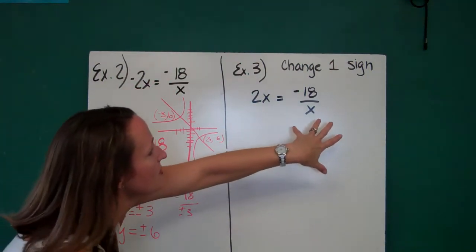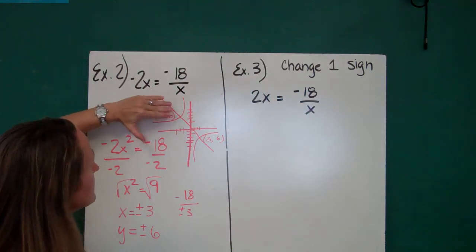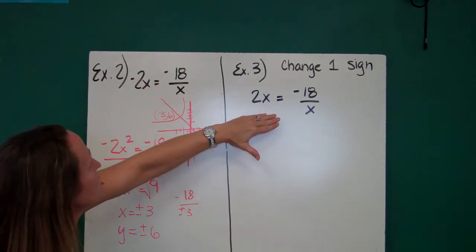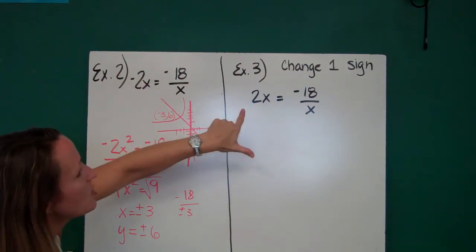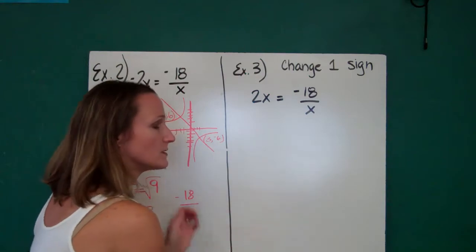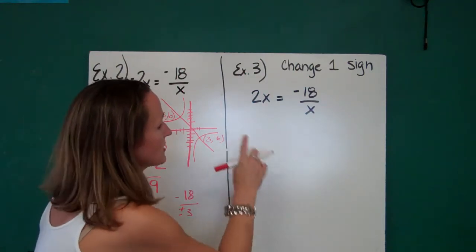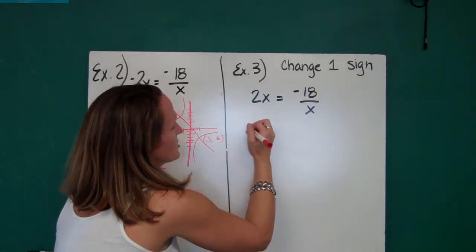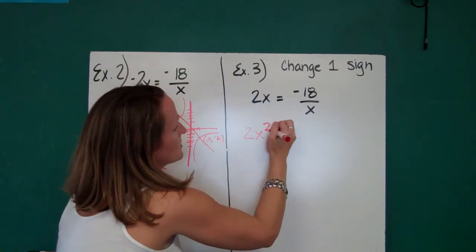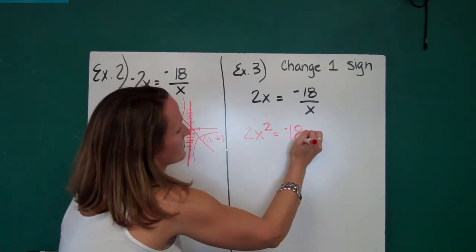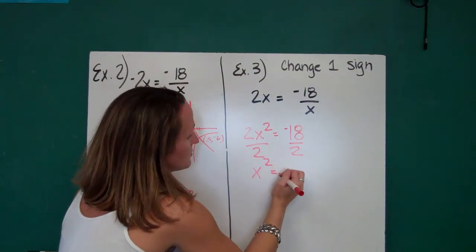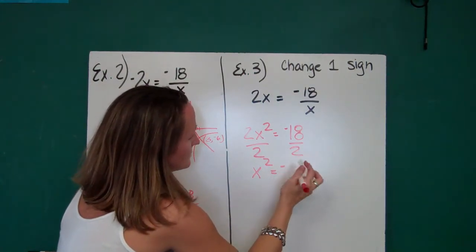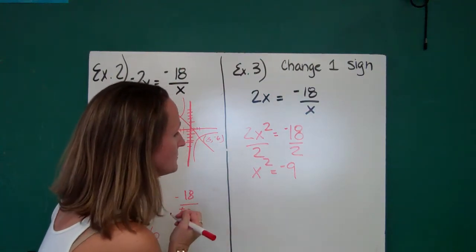Okay? So what happens if I change one sign? The only difference between this equation and this equation is that now, instead of this line having a negative slope, it has a positive. Okay? I'm going to do this one backwards. I'm not going to graph it first. I'm going to solve it first. 2x squared equals negative 18. Divide by 2, I'm going to get x squared equals negative 9.